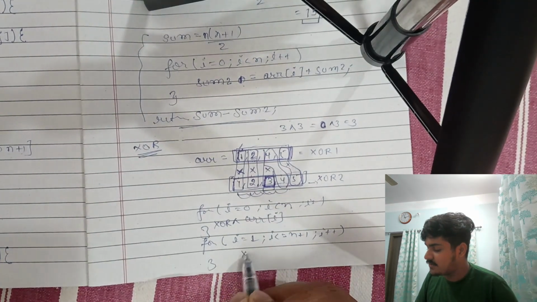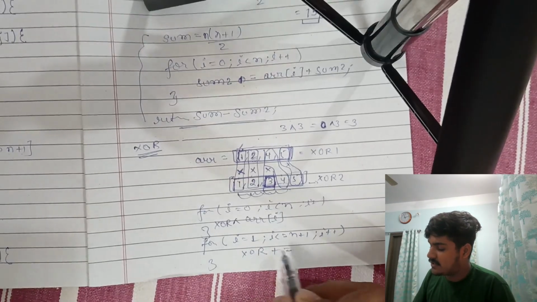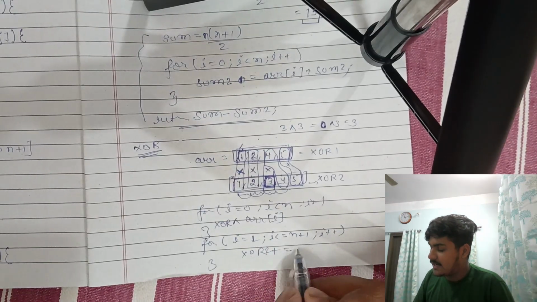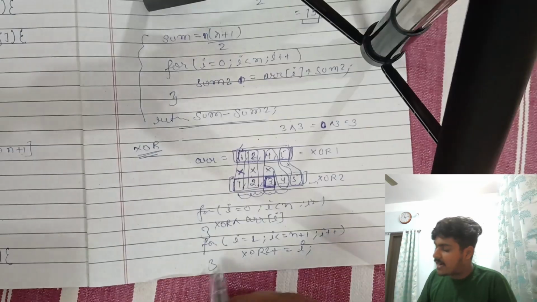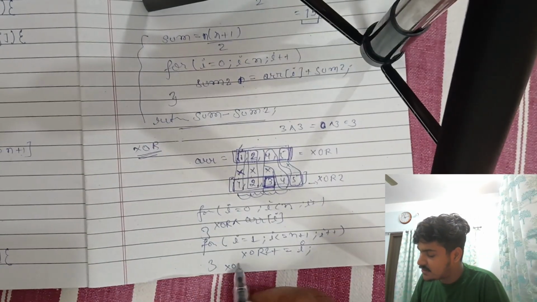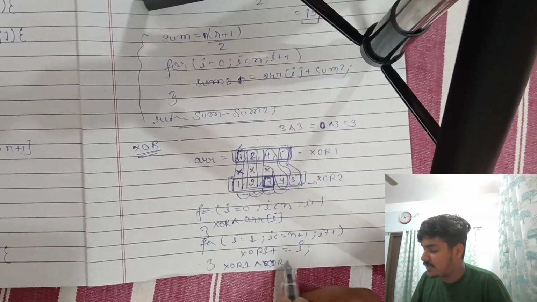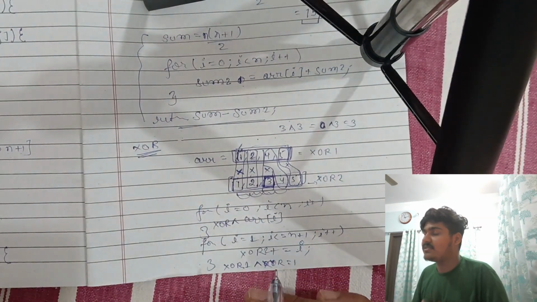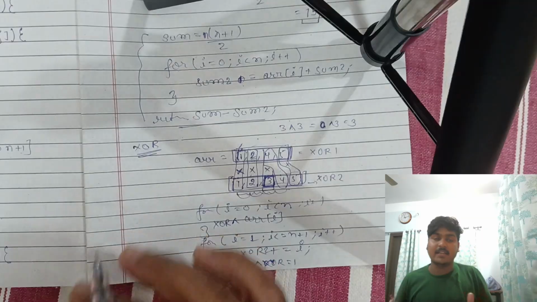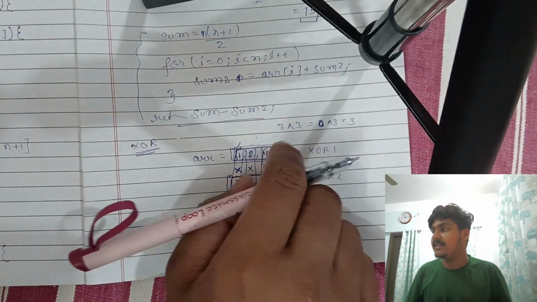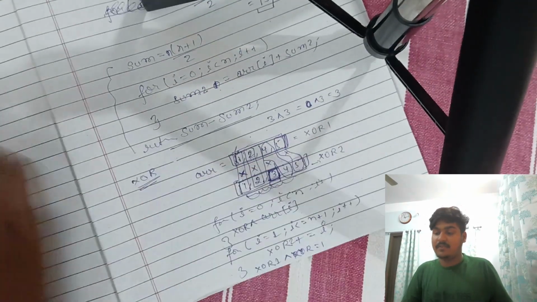So for this also we need to take XOR2 plus equal to i directly, and at the end you can XOR XOR1 and XOR2, and this will give you the missing element. I will show you in the code, it will be more clear to you. So let's move on to the code and see how actually it will work.